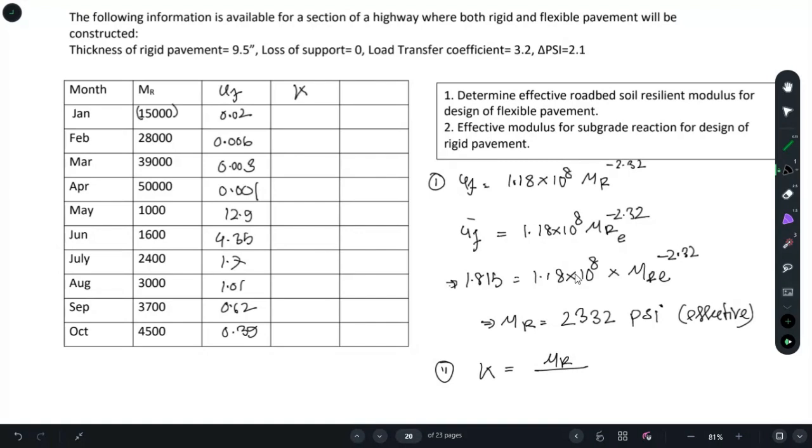19.4, yes, 19.4, then you can get a K value for all the months you're interested in. Say MR value divided by 19.4. So for the first month it is 15,000, so you're getting a value of 773. For every MR value you'll get a value of K.